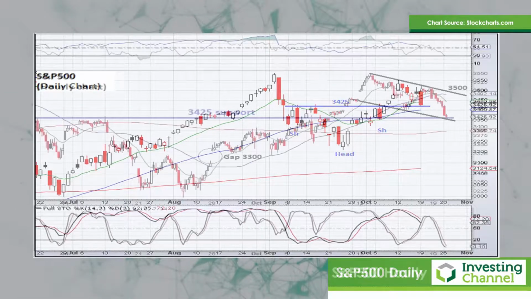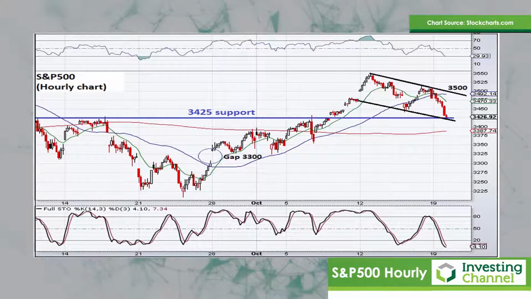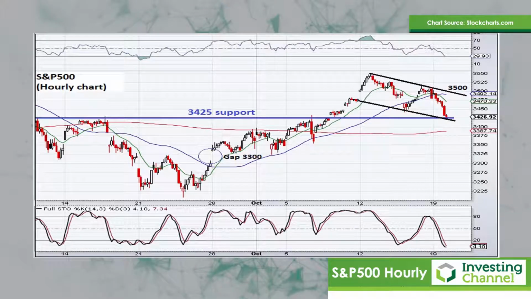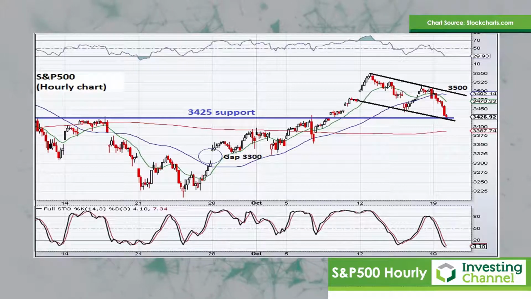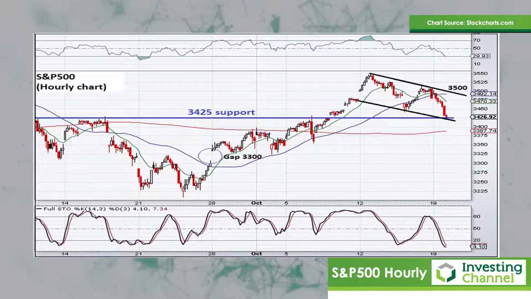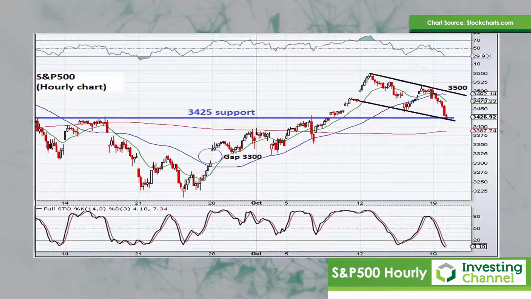Let's then take a look and zoom in on the hourly chart of the S&P 500. Here you can see the significance of that 34.25 support level more clearly. And what you can also see is that over the last few days, there's what appears to be a possible little bull flag pattern that's forming over there. So the critical levels that we need to watch on the downside are 34.25. That's where support comes in. And then at the upper levels, let's keep an eye on 3,500.